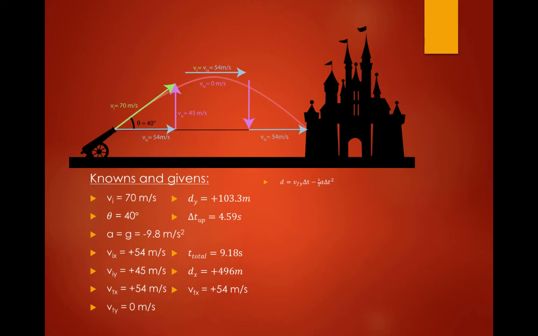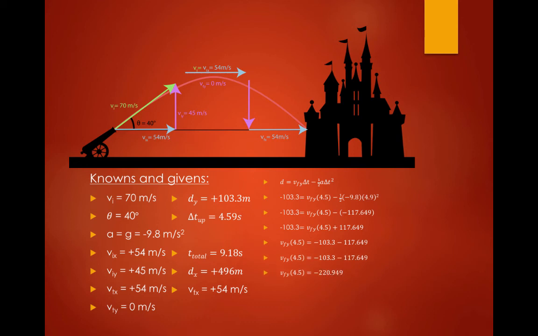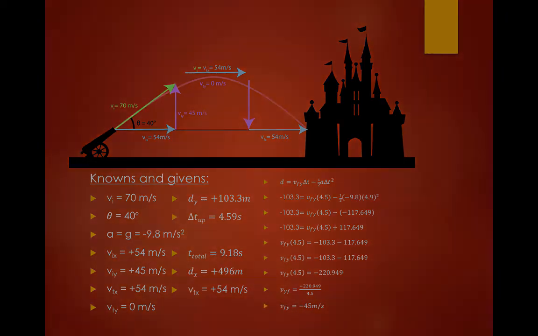D equals velocity final in the y times t minus 1/2 at squared. Plug in our values. Multiply 1/2 by negative 9.8 and 4.59 squared. Remove the brackets. Isolate v final in the y. Divide negative 220.949 by 4.59. We find velocity final in the y is negative 45 meters per second, which is the same speed as the velocity initial in the y.